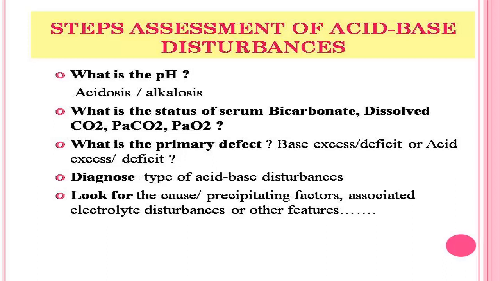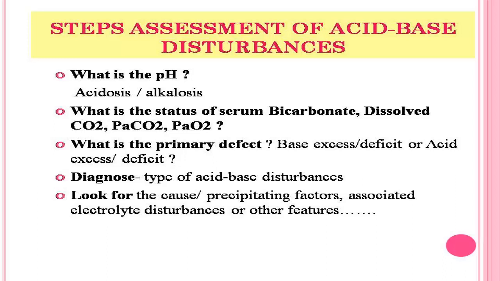Now from this information, that is the status of bicarbonate, dissolved carbon dioxide, PaCO2 and PaO2, you have to look for which of the parameters are on the higher side and which are on the lower side. By this you can determine the primary defect, that is the base excess or base deficit, or acid excess or acid deficit. According to this, you can diagnose the type of acid base disturbance.